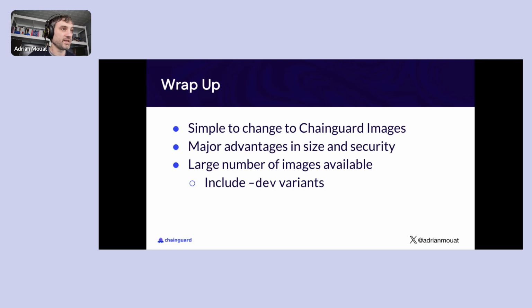Yeah, and to wrap up, it should be simple to change to the Chainguard images in the vast majority of cases. We saw a very simple example there where I just changed the FROM line and nothing else needed to change. And there can be major advantages in both size and security. We do have a huge number of images now, over 1,200. And there are dev variants for most things and a whole bunch of FIPS images as well.